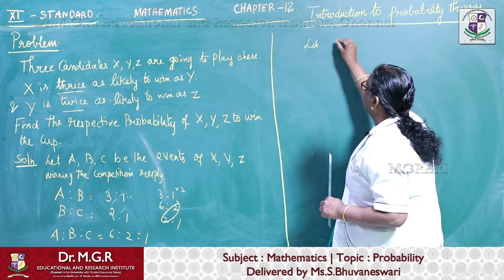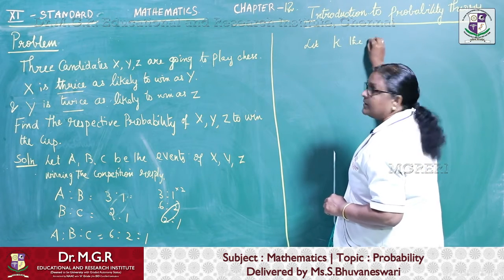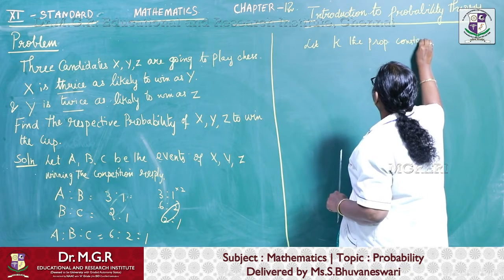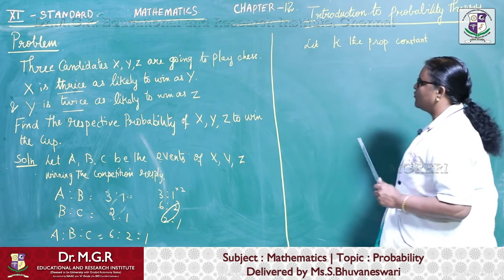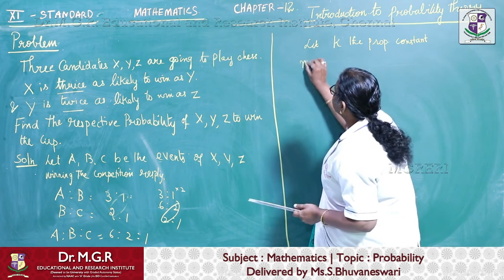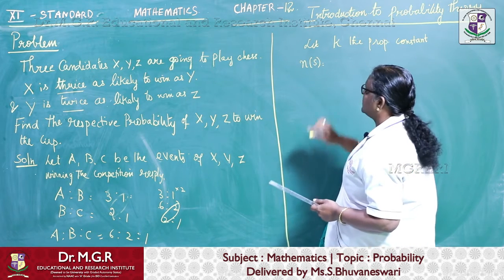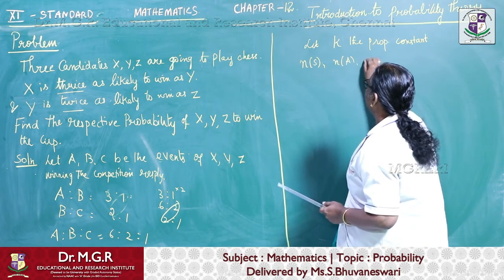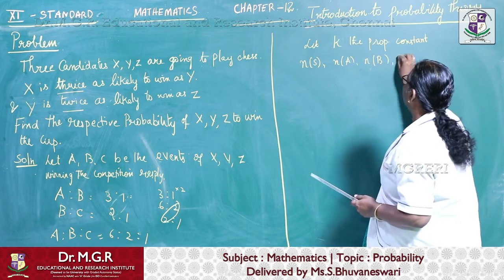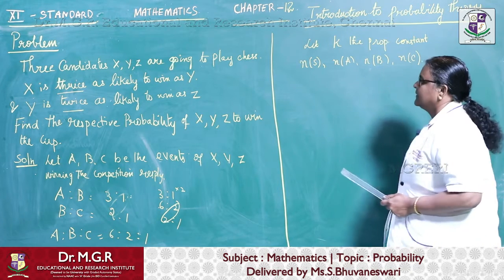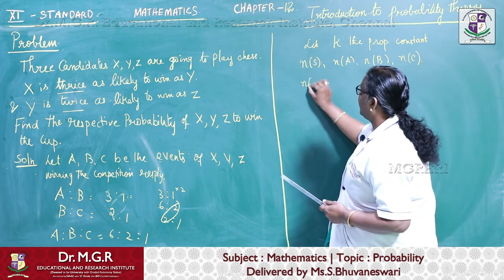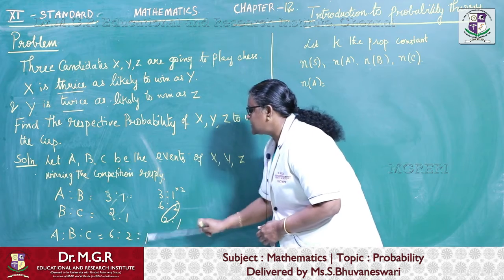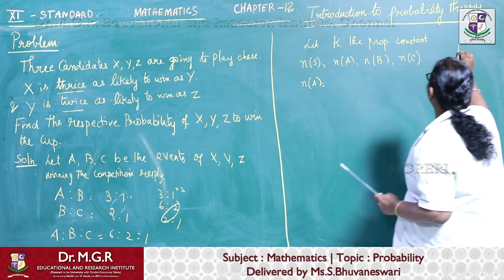Now, let K be the proportionality constant. Why are we defining it? Because everything is in the form of a ratio. Now let us calculate N of S. So what is our N of S? We have to calculate N of S, N of A, N of B and N of C. Am I right? So, what is the total value? 6 plus 2 plus 1. So the total is 9.